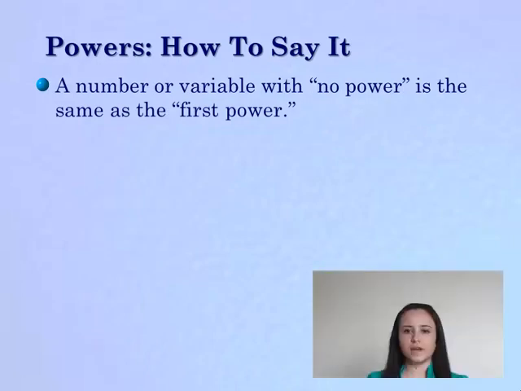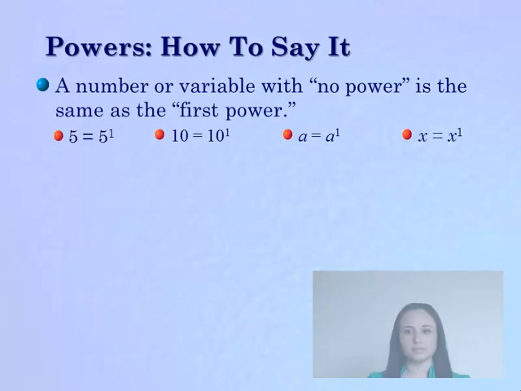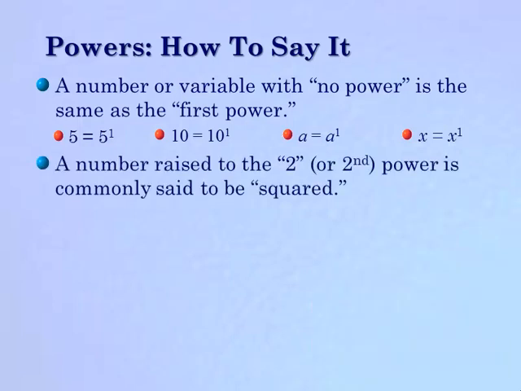A number or a variable with no power is the same as the first power. So, for example, 5 is equal to 5 to the 1 power, and 10 is equal to 10 to the 1 power. A is equal to A to the 1 power, and X is equal to X to the 1 power. So anytime that you see those variables by themselves, know that they really have a 1 as an exponent to them. That'll become important when you start to multiply and divide powers.